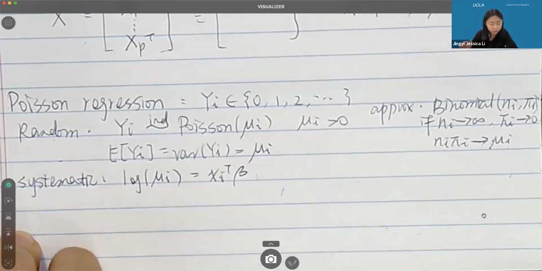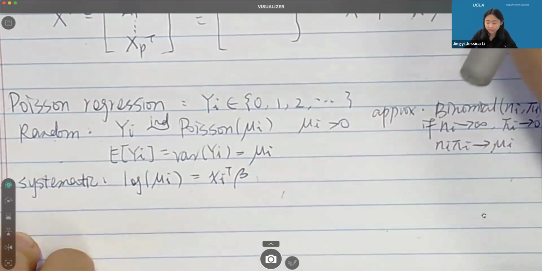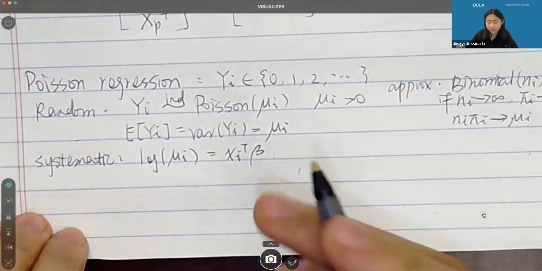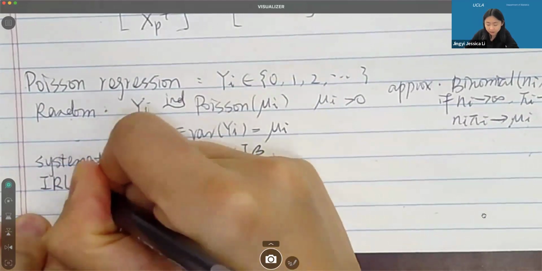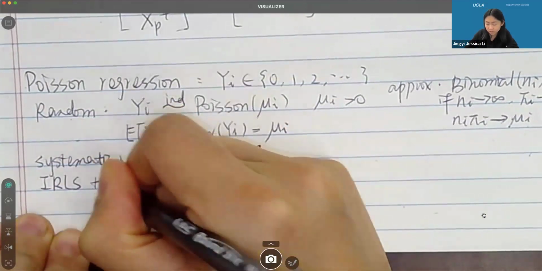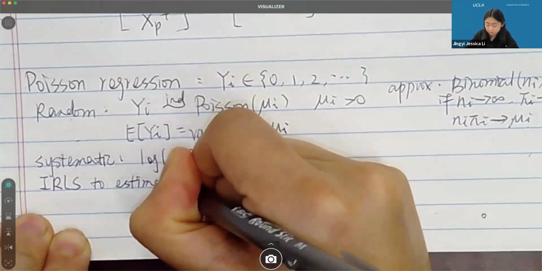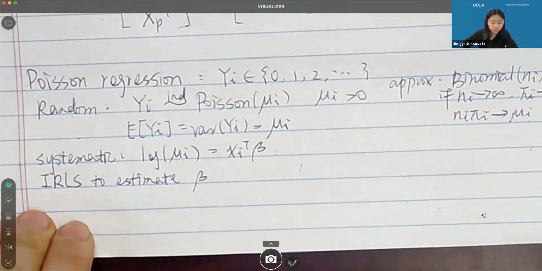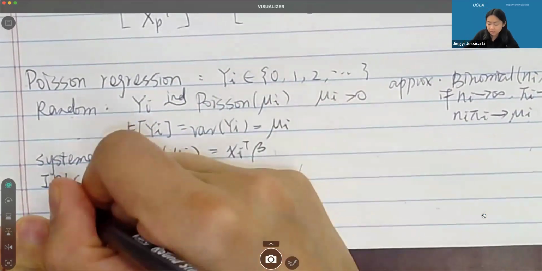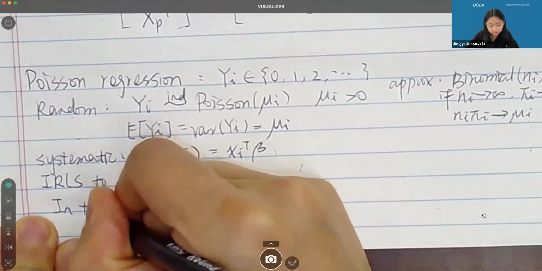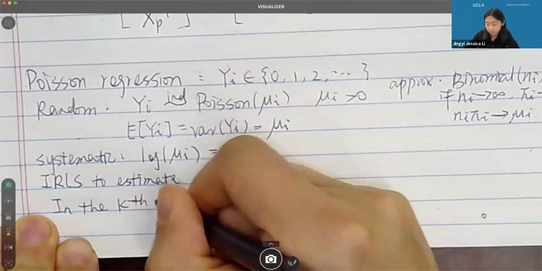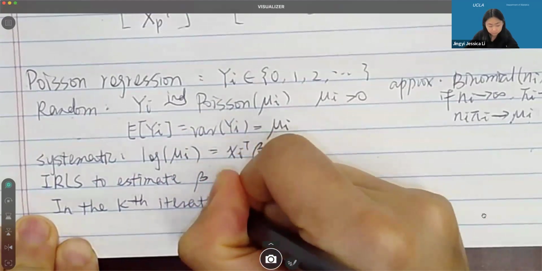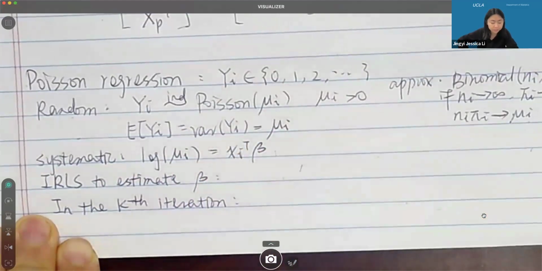Then we will just talk about the estimation, right? This is the Poisson model. And if we want to reiterate the IRLS for estimating beta MLE, what is the iteration? So this is another recap again. So let's say we are in the kth iteration. So we have the parameter values for the kth iteration already.